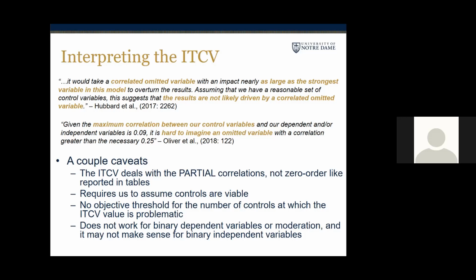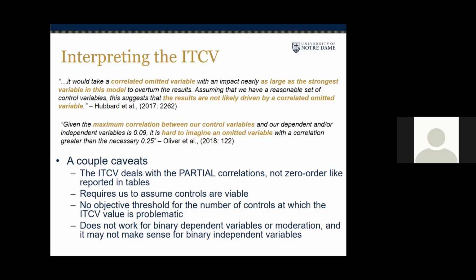And the second, and this is something that we discuss in our forthcoming JOM that I hadn't heard yet discussed, and it was actually Ken Frank who clued me into this, is that the ITCV is talking about partial correlations. So if the value you compute is 0.25, that means that an omitted variable would have to be correlated at 0.25 with the independent and the dependent variable after stripping out all shared covariance with all of the other controls.